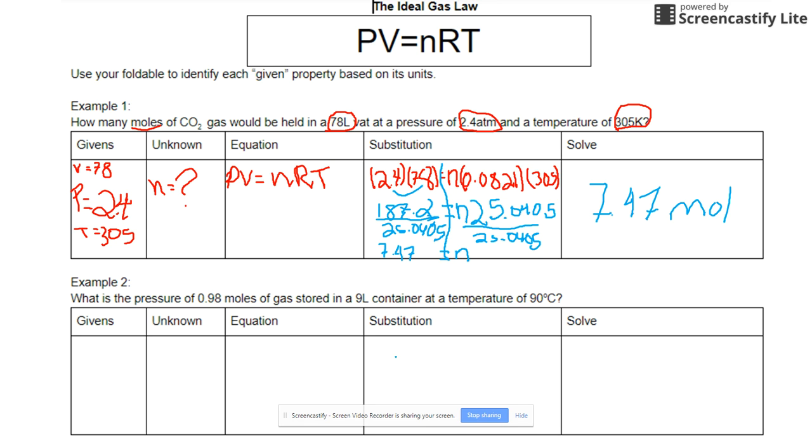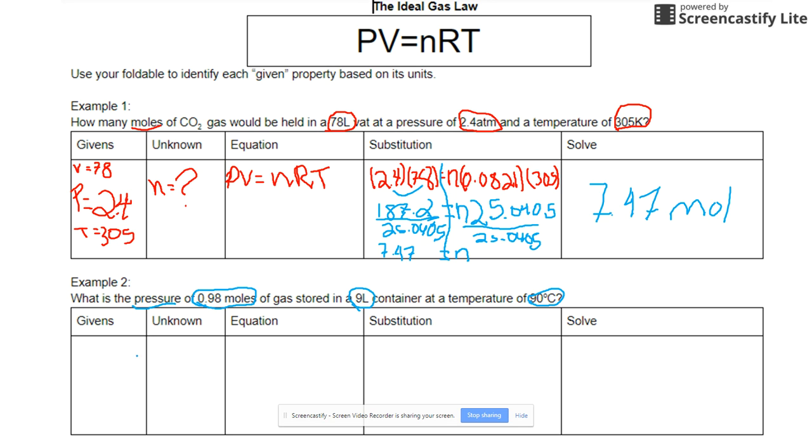All right, example 2. Let's go over this one. It says, what is the pressure? I'm going to underline pressure because that's what my question's asking me for. Of 0.98 moles of a gas stored in a 9-liter container at a temperature of 90 degrees Celsius.